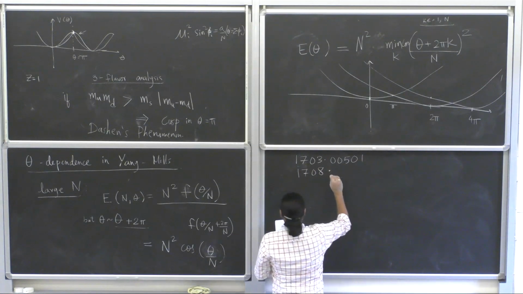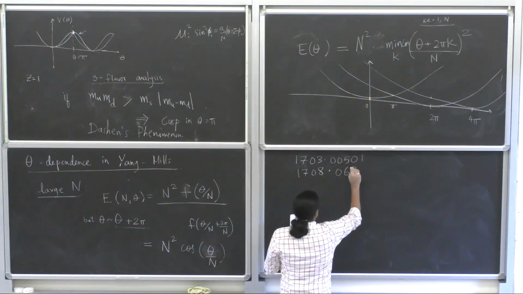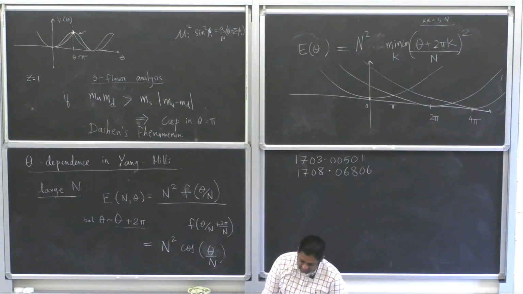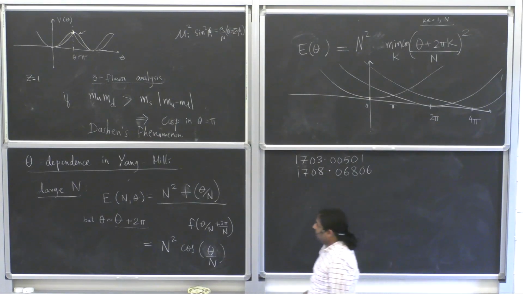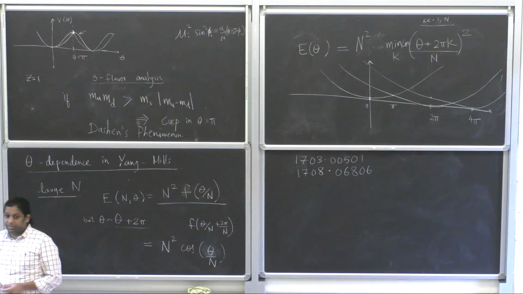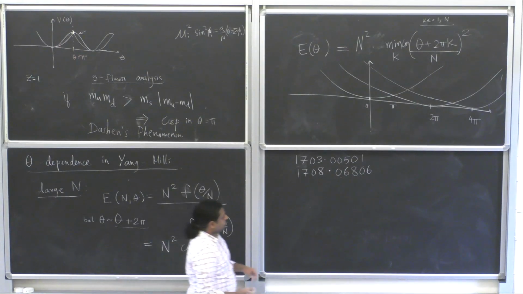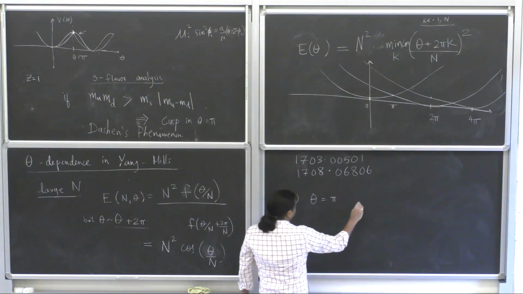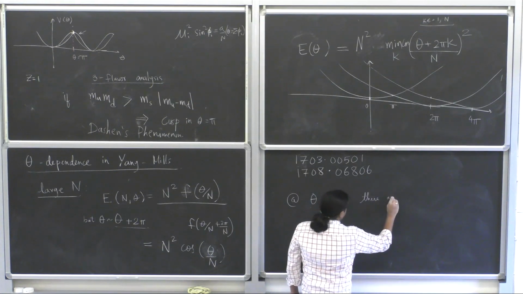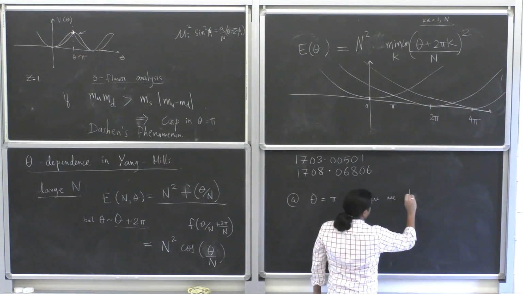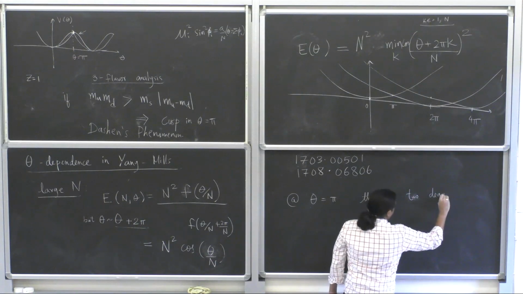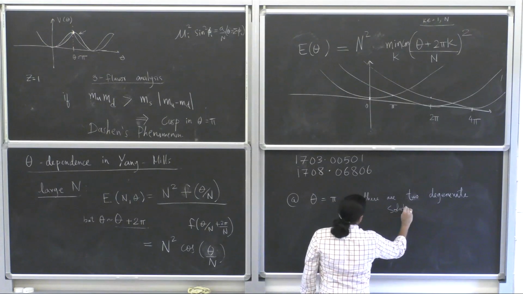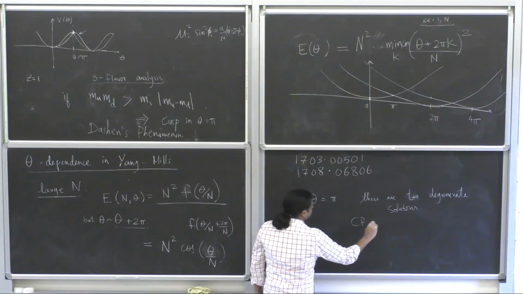So there's a couple of papers by Seiberg and collaborators which try to elucidate the properties of Yang-Mills theory at theta equals pi, and indeed what they want to try and show is that at theta equals pi, there are two degenerate solutions, and CP is spontaneously broken.